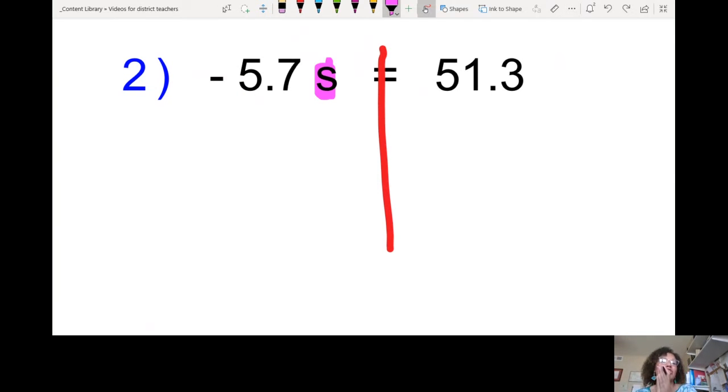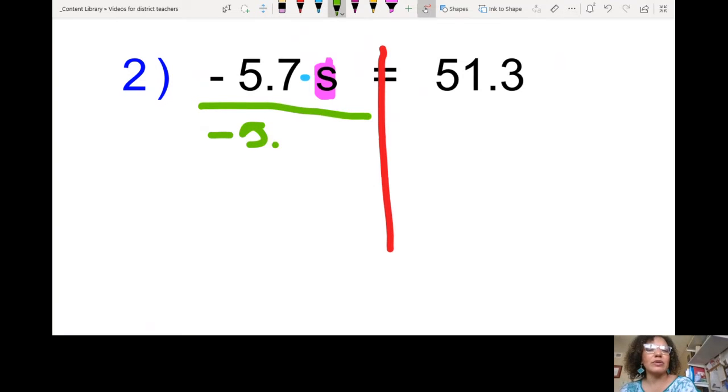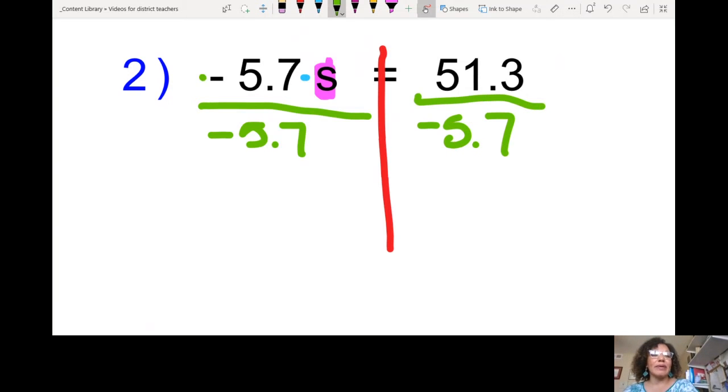And you guys know what it means when they're touching? When they're touching, that means there's an invisible little multiplication symbol there. So whenever they're touching, it's multiplying. So I want to do the opposite of what it's doing to the S. So the opposite of multiplying is dividing. So I want to divide away that negative 5.7. But whatever you do to one side, you do to the other. So I'm going to divide by negative 5.7. So a negative divided by a negative is a positive, which is why we did that. So we can cancel that out.